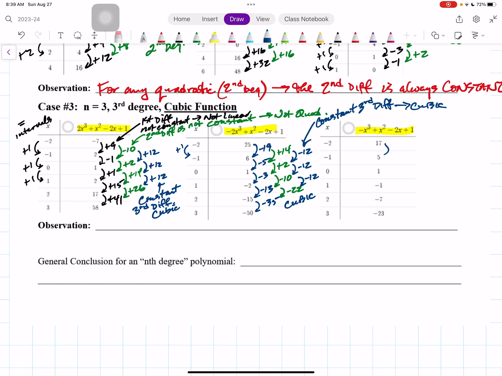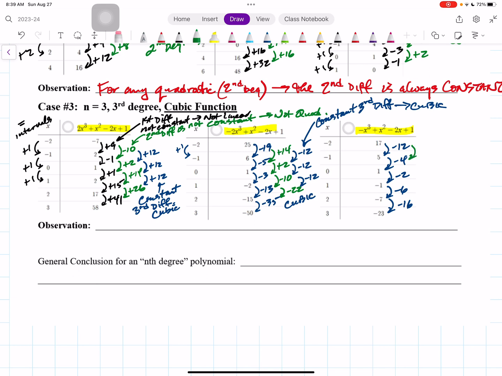All right, from 17 to 5 is a decrease of 12. 5 to 1 is a decrease of 4. From 1 to -1 is a decrease of 2. And then from -1 to -7 is a decrease of 6. From -7 to -23 is a decrease of 16. So it's not linear. Okay, so we do it again.